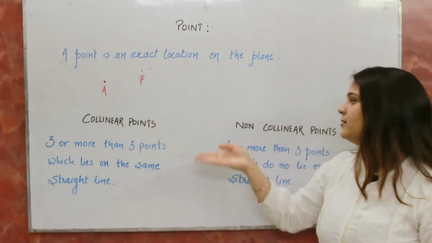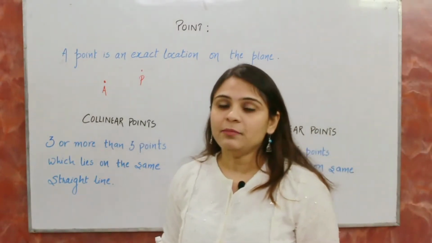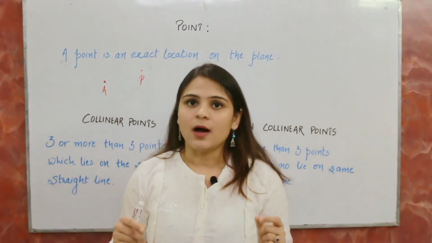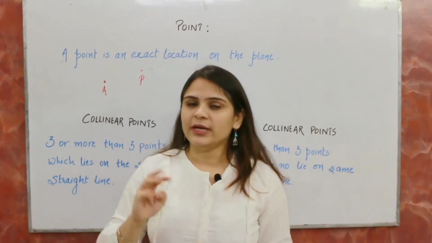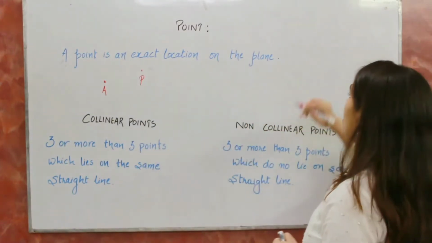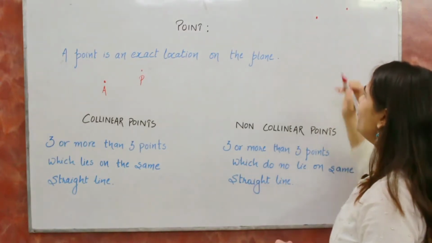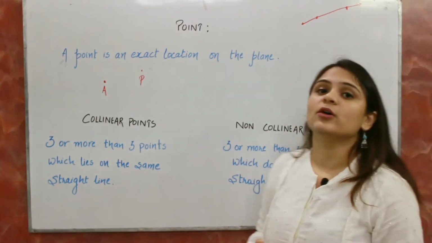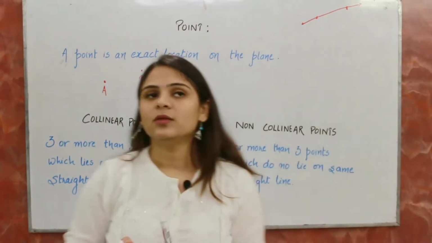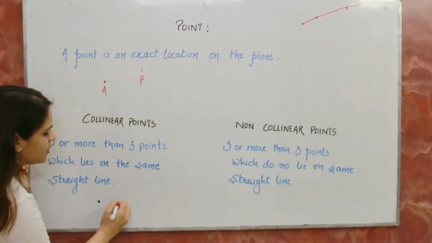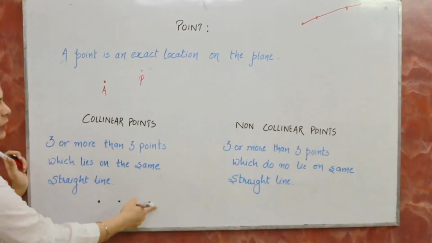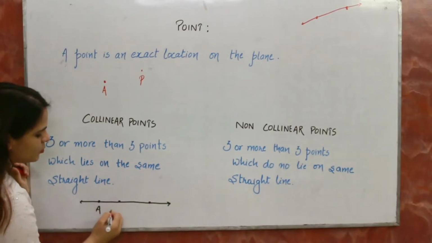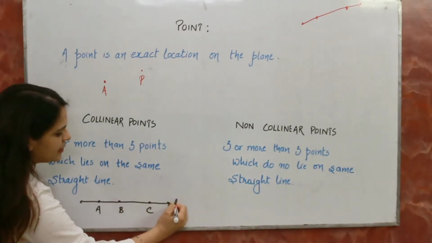Now we have collinear points and non-collinear points. Collinear points means 3 or more than 3 points which lie on the same straight line. Why am I saying 3 and more than 3? Because if I talk about 2 points, then they will always lie on the same straight line. So here I am writing 3 and more than 3. If they are collinear points, they will lie on the same straight line, and let's say these points are A, B, C and this line is line L.